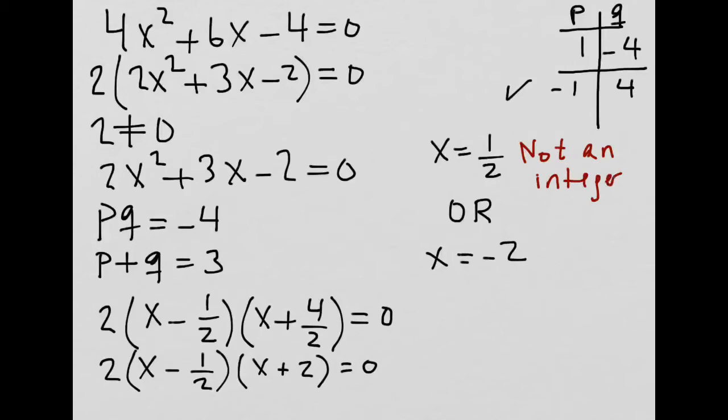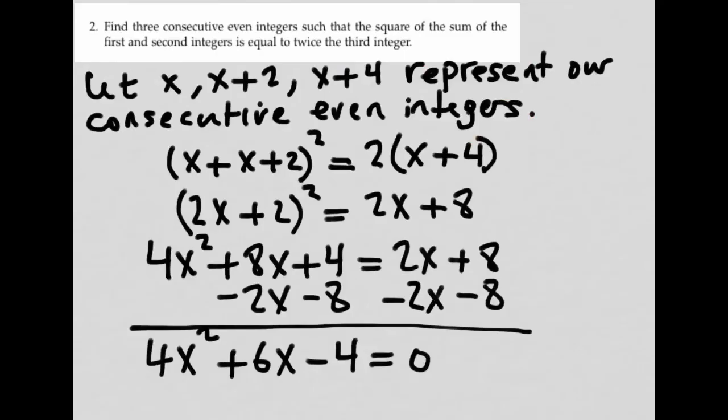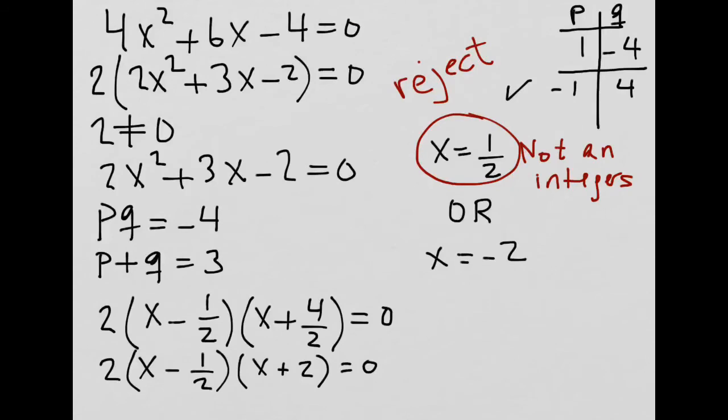The integers are the whole numbers. So 1/2 is not an integer, so we must reject this. This does not satisfy the condition of the problem, because if you look at the problem, it says find 3 consecutive integers. So it remains that x equals -2.